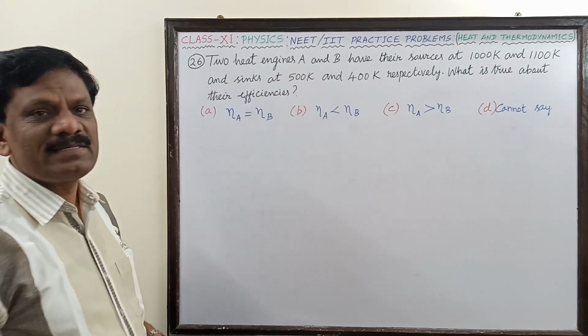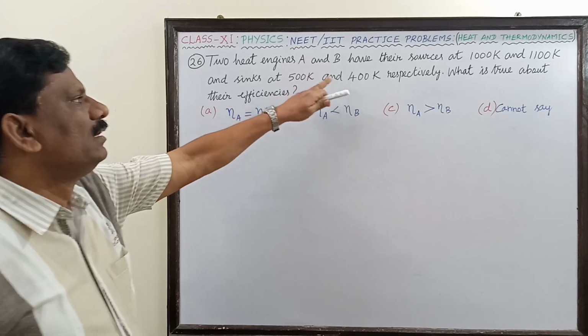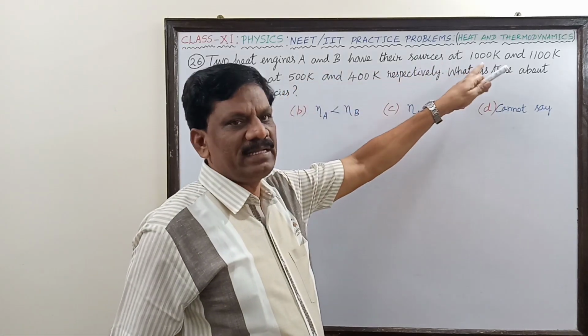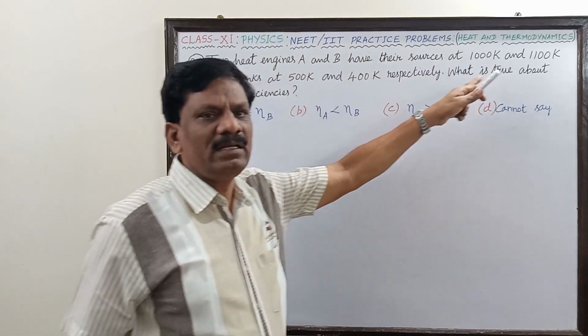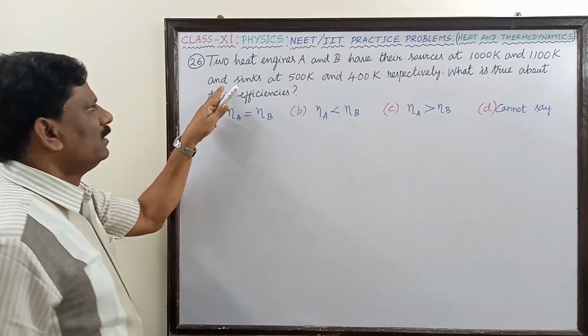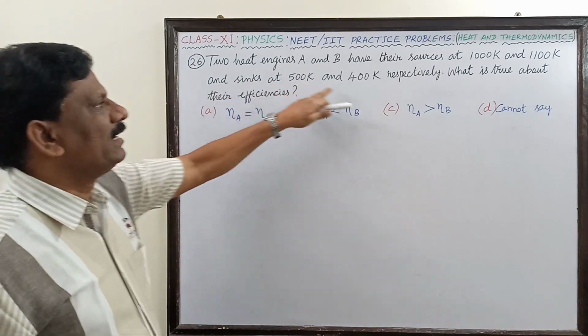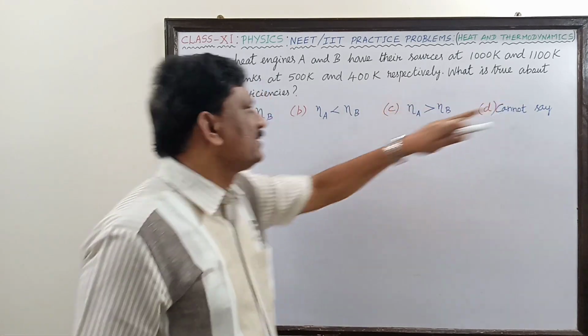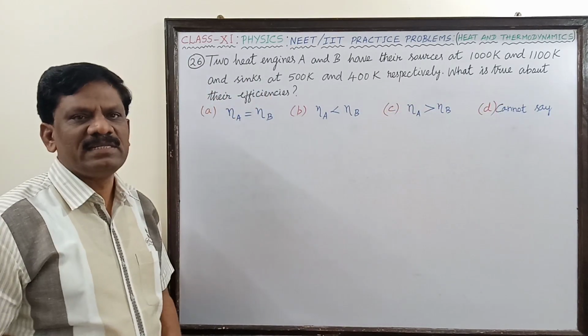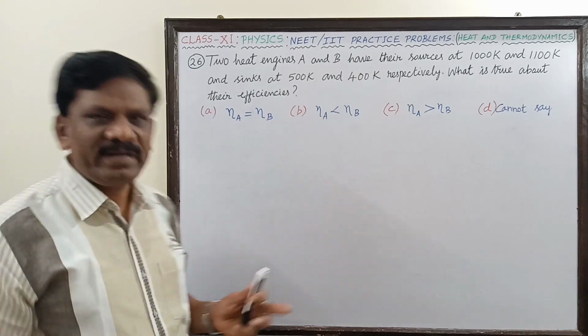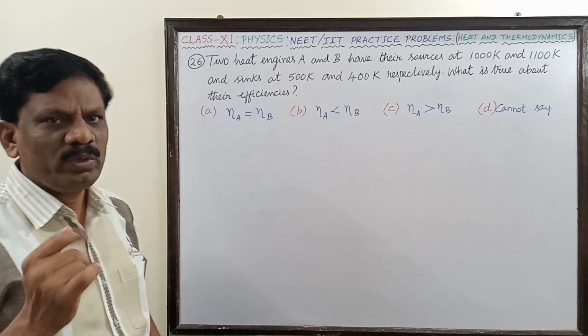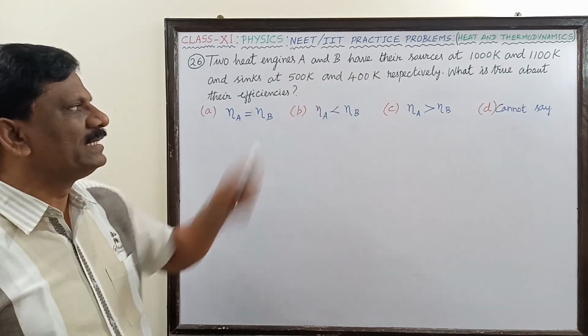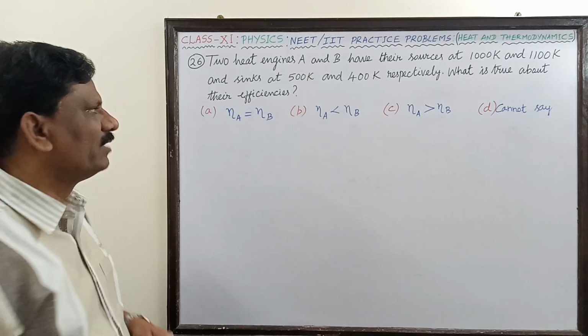Two heat engines A and B have their sources at 1000 K and 1100 K and sinks at 500 K and 400 K respectively. What is true about their efficiencies? So it's a straight question. There are two heat engines for which their source temperature and sink temperatures are given.